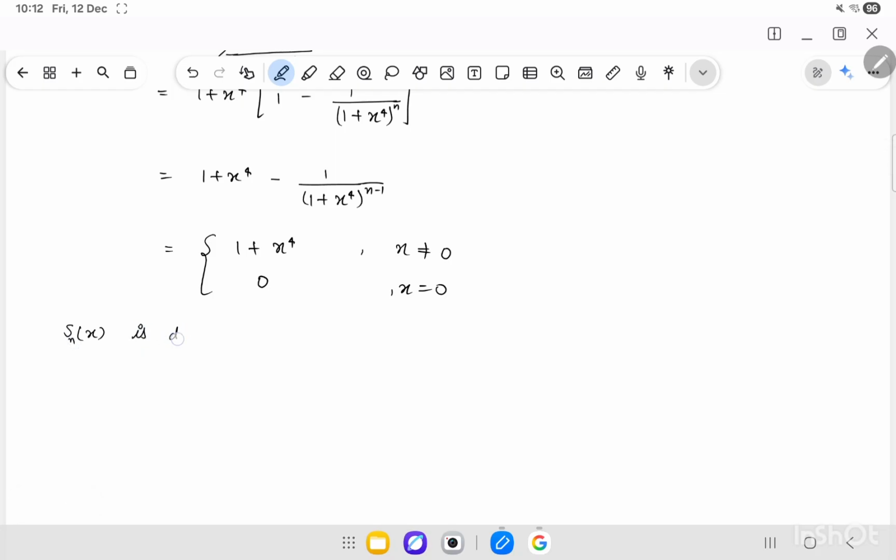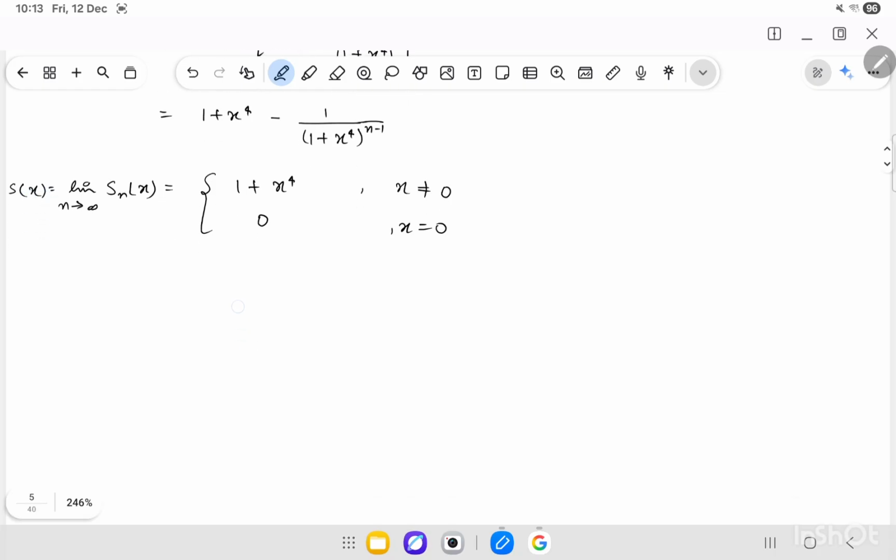Snx is discontinuous. Or what we can do is define it as the limit as n approaches infinity of Snx, and let's call it Sx. So you see that Sx is basically a discontinuous function at x equals 0, which lies in the closed interval 0 to 1.